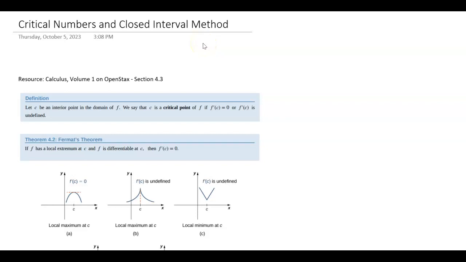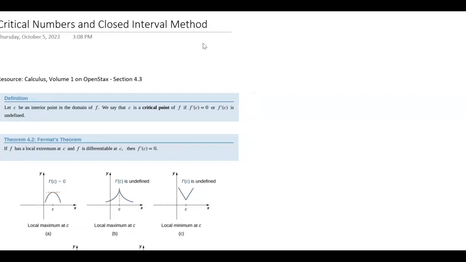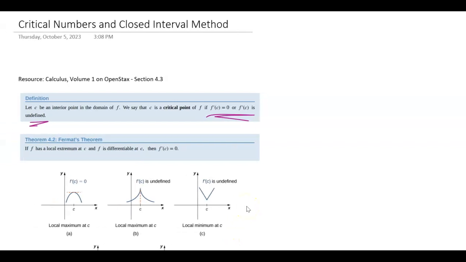All right, so this video is going to be going over critical numbers and then also using the closed interval method to find absolute maxes and minimums. So if we have a derivative and that derivative is equal to 0 or is undefined, then we are going to define that as a critical point, okay?